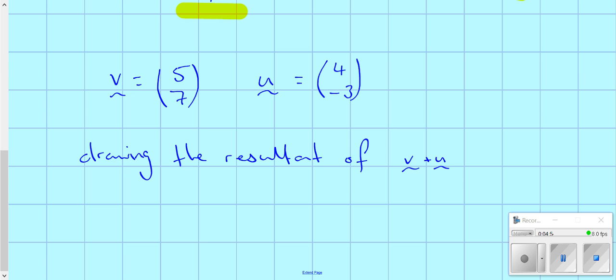And to make it an actual question, it would be: draw the resultant of v and u. And this was causing a little bit of confusion. Again, I think it's around this idea of resultant. So we want to draw the resultant of v plus u. So what happens when we add v and u together?